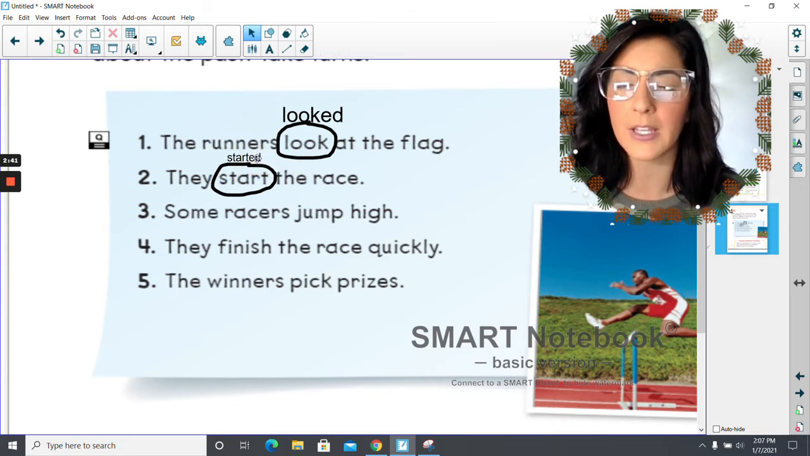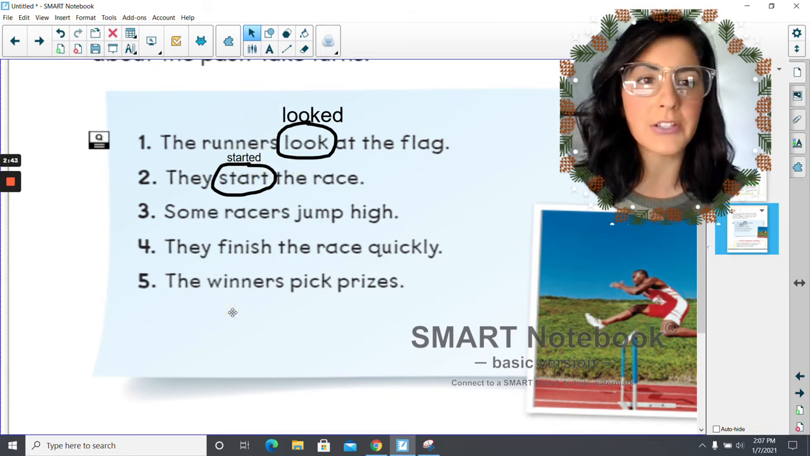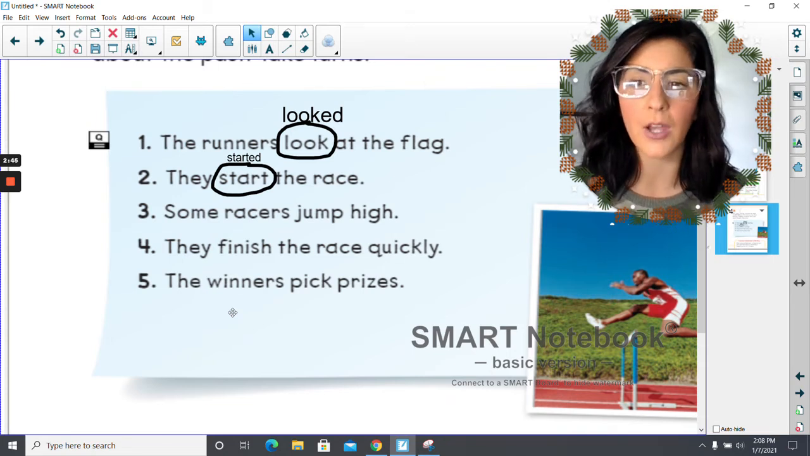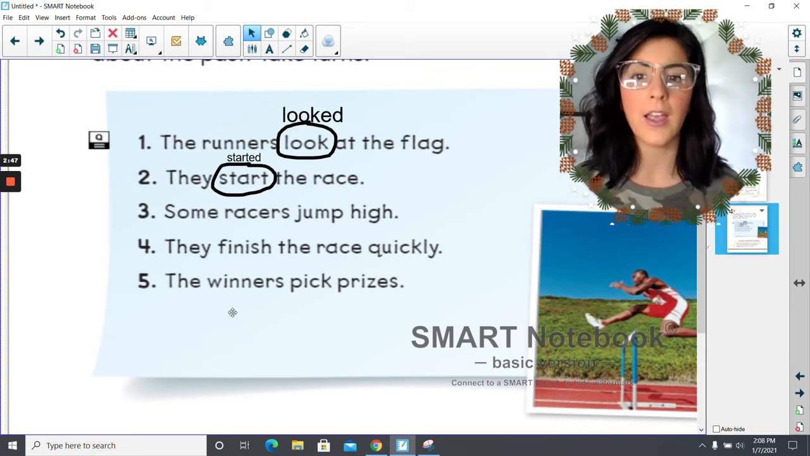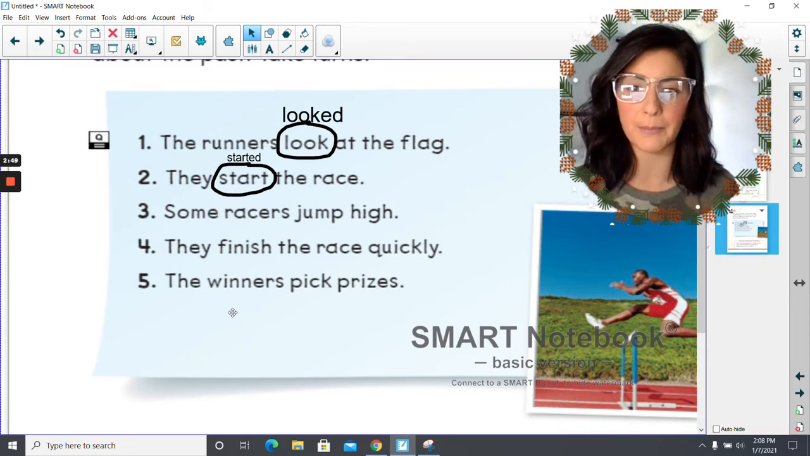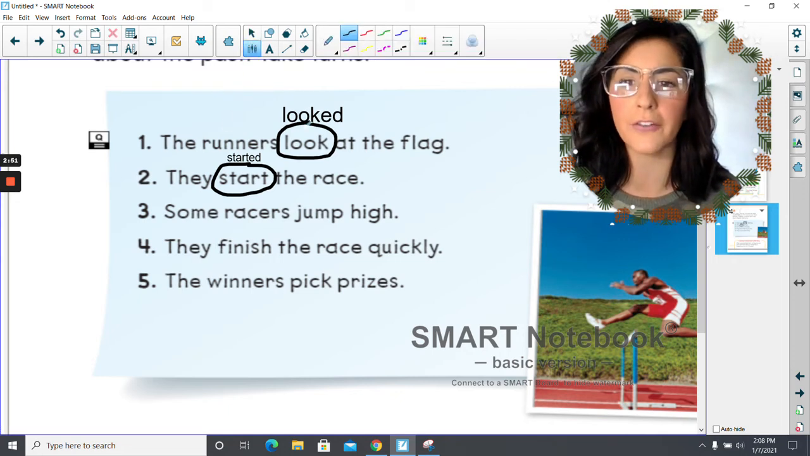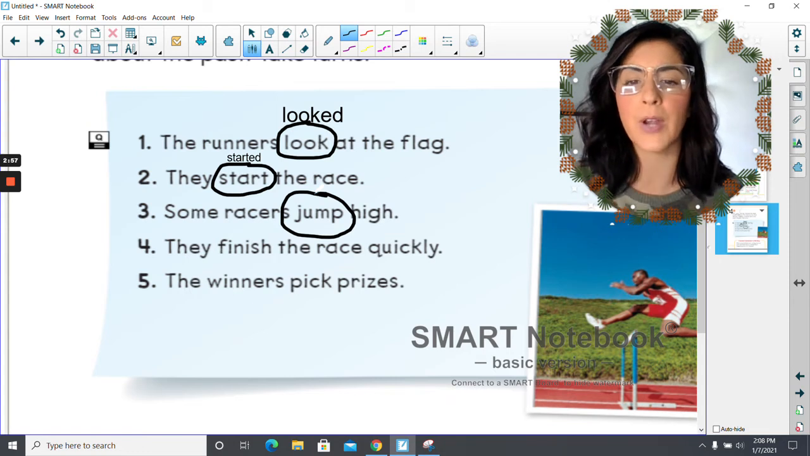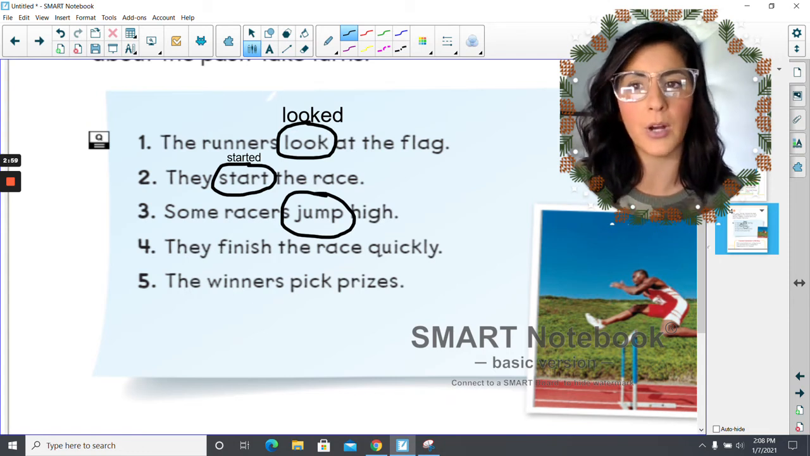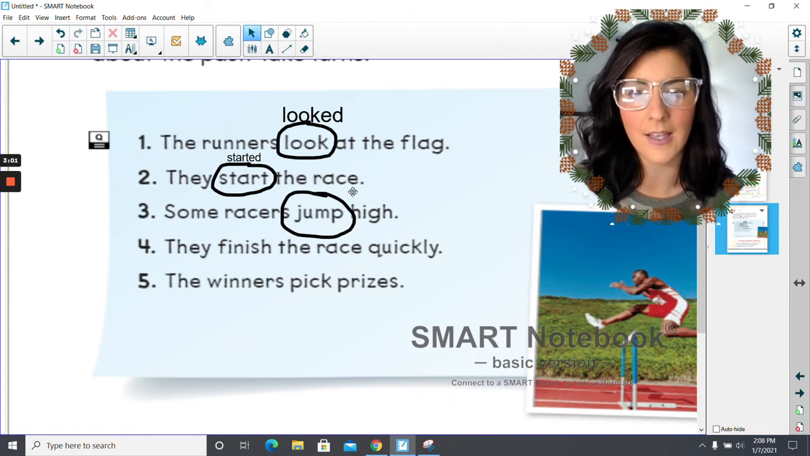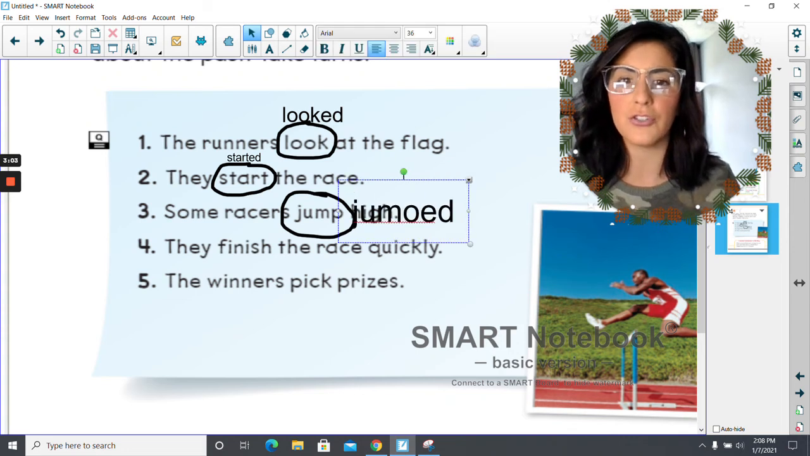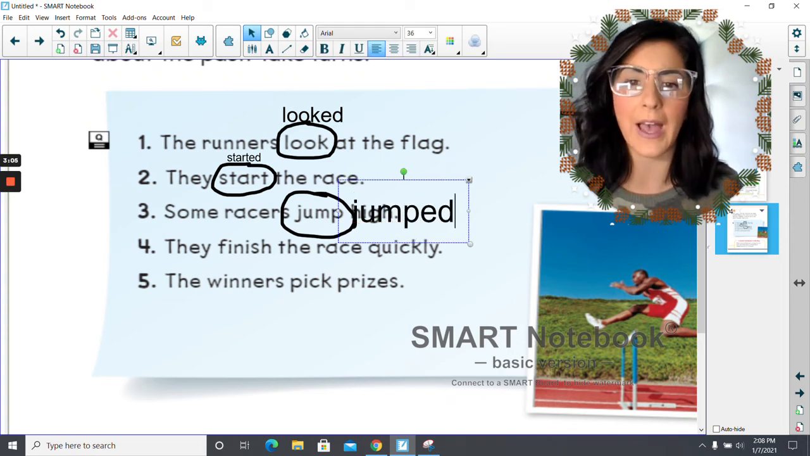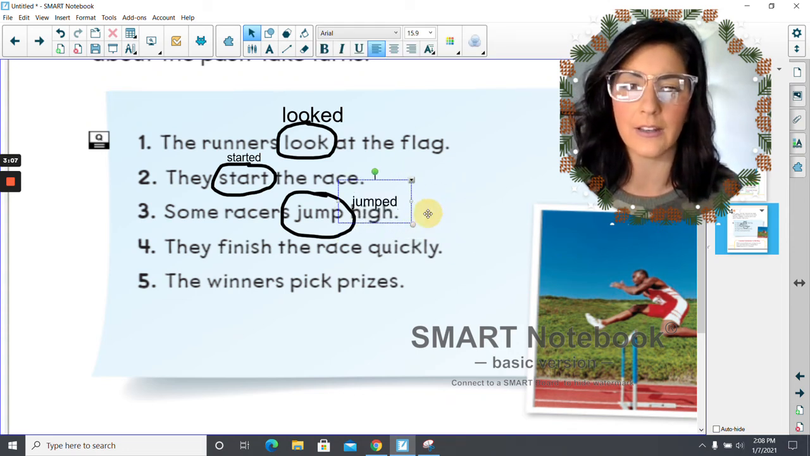All right, number three, some racers jump high. What do the racers do? The action is jump. They jump. So I'm going to circle our verb. A verb is an action word, remember? Things that you can do. So some racers jump high. If I want to make it past tense, I'm going to make it jumped. And I'm going to add an ED to the end of that word.